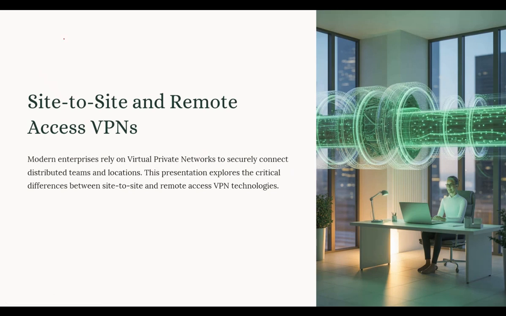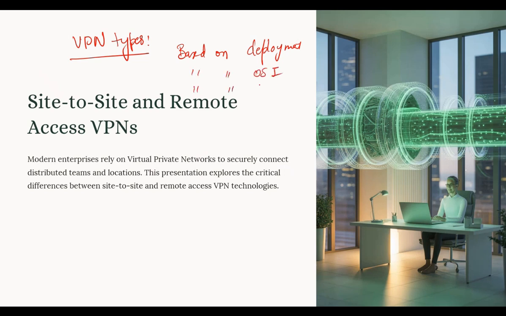Now, as we talked about the VPN use cases and VPN types, in VPN types we have talked about VPNs based on deployment. VPNs can be based on OSI. VPNs can be based on technology. As we talked about the deployment type, in the deployment we have site-to-site VPN and remote access VPN.